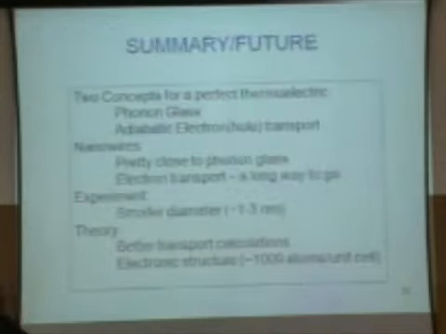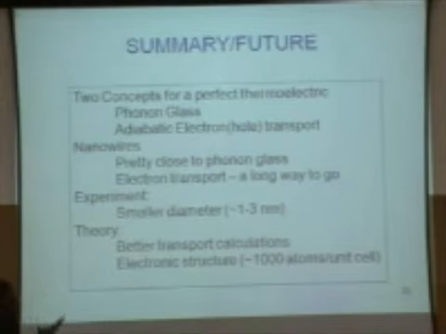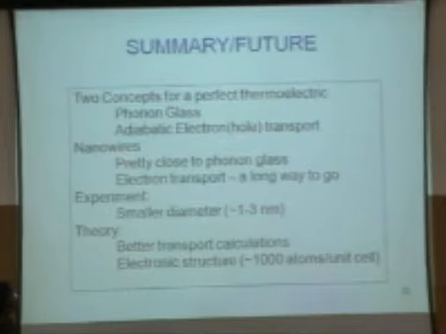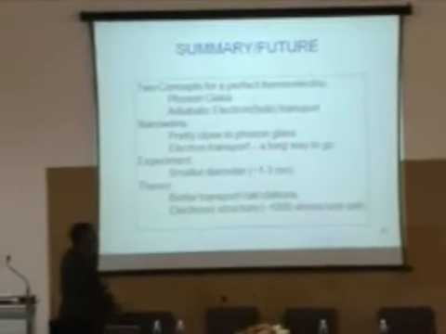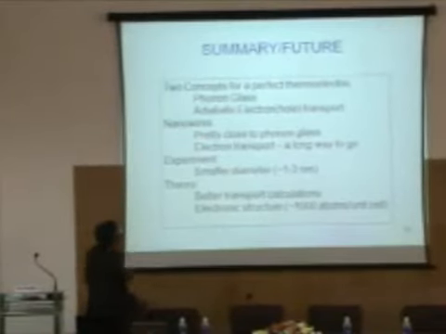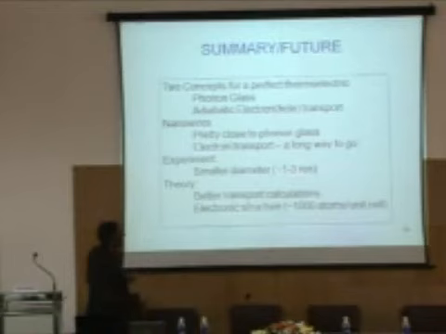Okay, so that is the end of my talk. There are 2 concepts I would like you to take out from this lecture. One is the concept of a phonon glass, which is becoming better and better with these nanoparticles with surface roughness. Then adiabatic charge transport, which is a good idea, but still not possible. Nanowires are pretty close to the phonon glass. You can reduce even below the amorphous silicon limit, but for electron transport there is a long way to go. Experiments are done at 1.3. Maybe we need them. The theorists are working on this. Experimentalists are in the 10 range. And we need better transport calculations, particularly the understanding of the relaxation time and the coherent interplay of the phonons in these nanoparticles and systems and electrons, the electron structures of that.